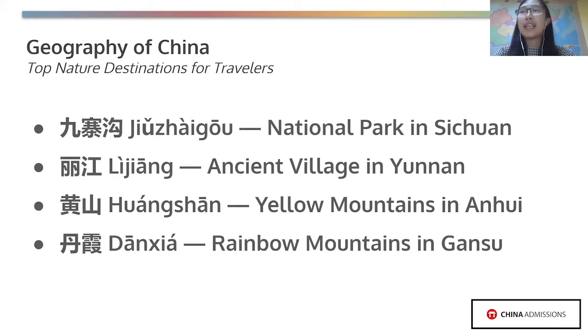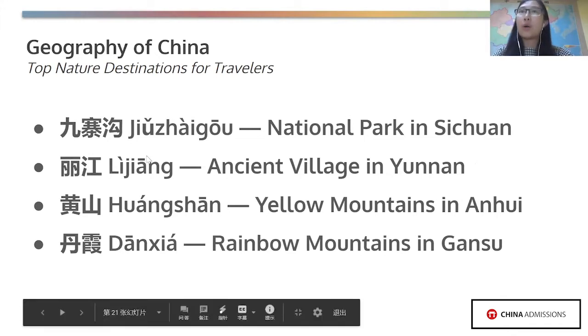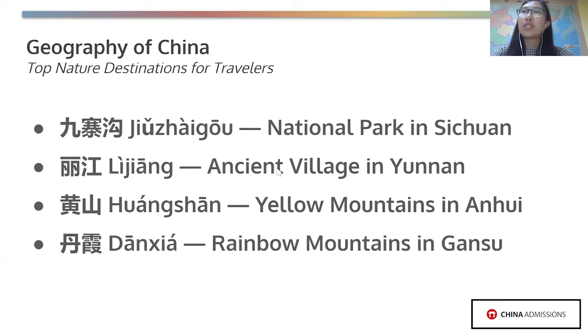Jiuzhaigou is in Sichuan. We just introduced Chengdu, right? Chengdu is also in Sichuan. Jiuzhaigou is not very far from there, and very beautiful. It's a national park. Lijiang, ancient village in Yunnan, there are a lot of minorities. There are 55 minorities in China, right? So a lot of minorities and different cultures there in Yunnan province.